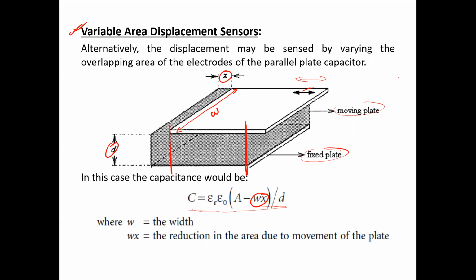So this horizontal displacement x is causing the change in overlapping area. If you differentiate this expression with respect to x, this x is now the horizontal displacement, not the vertical one like before. If you take the derivative of this equation with respect to x, then in terms of the horizontal displacement, you can have a measure of the sensitivity of this sort of sensor or transducer.